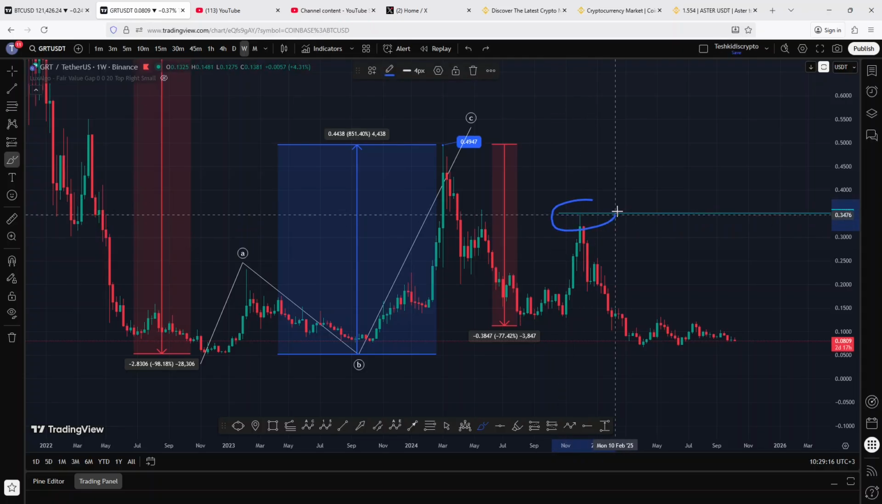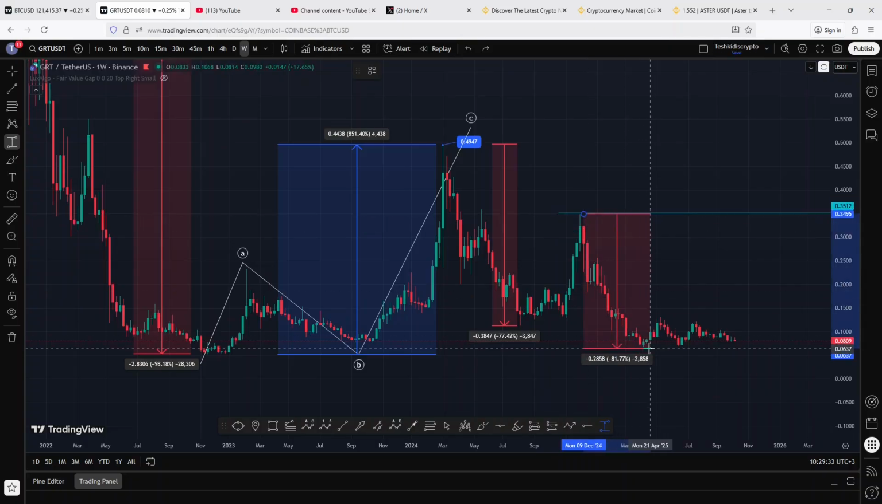And after making that significant high, we lost that bullish momentum to continue pushing higher. And you can see that from that point, we have been seeing further downside here on the GRT chart, where the market is now down more than 80.92% to the lows we made on the 7th of April.